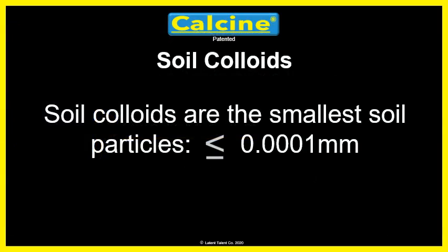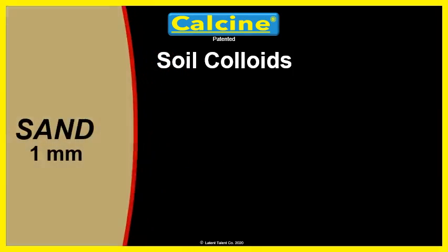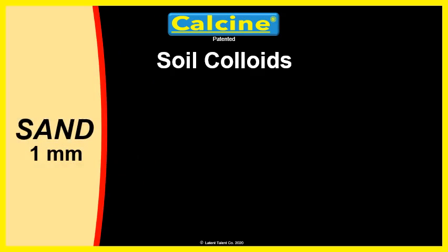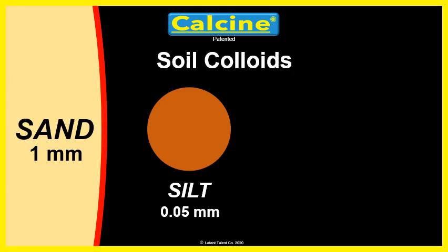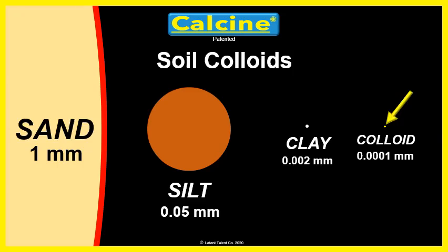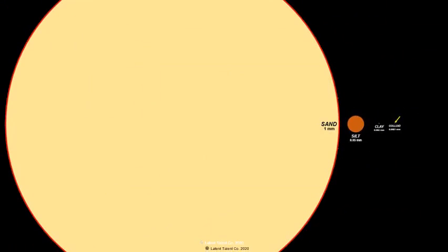Colloids are extremely tiny, with a diameter no greater than 1/10,000th of a millimeter. We can get a perspective on just how small this is if we compare them to other soil particles. This is the surface of a single grain of sand with a diameter of 1 millimeter. Silt particles have a diameter of 5/100ths of a millimeter. Clay is at 2/1000ths of a millimeter. And finally, colloids are no larger than 1/10,000th of a millimeter. This relative size becomes even more clear if we pull back and compare them to the full size of a grain of sand.